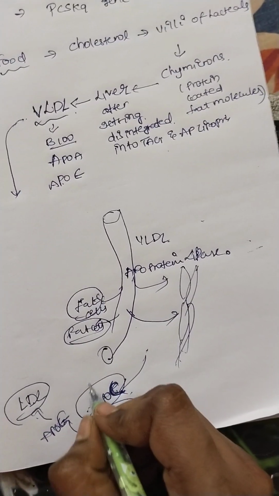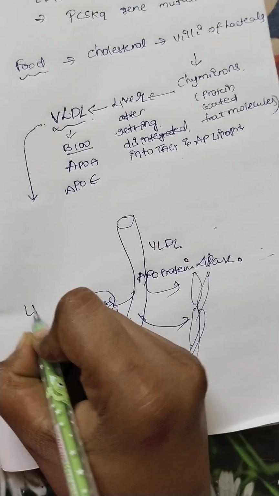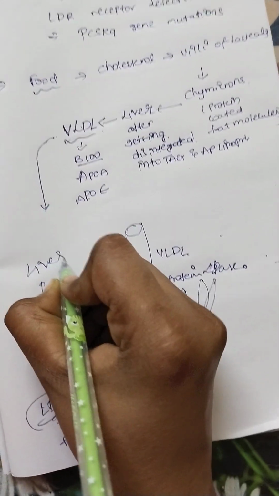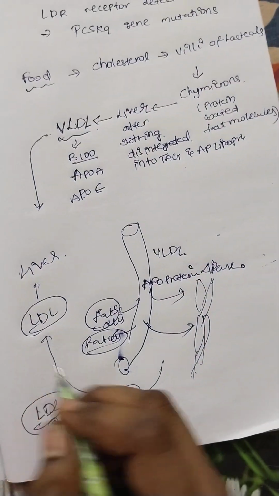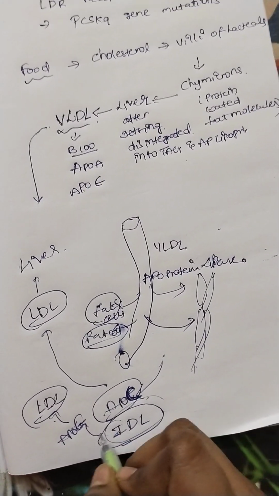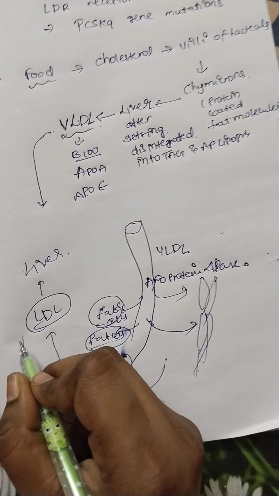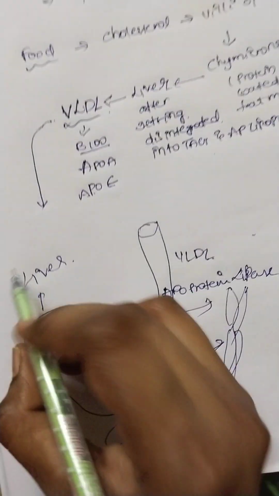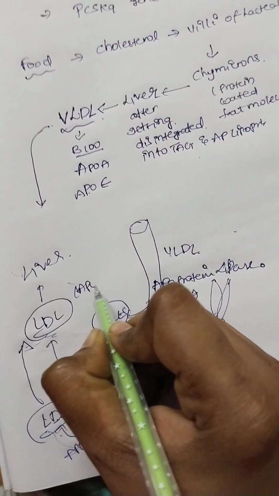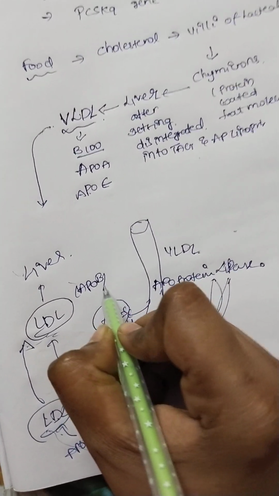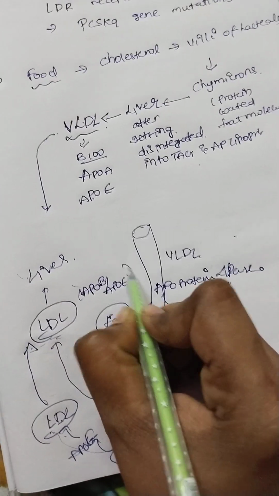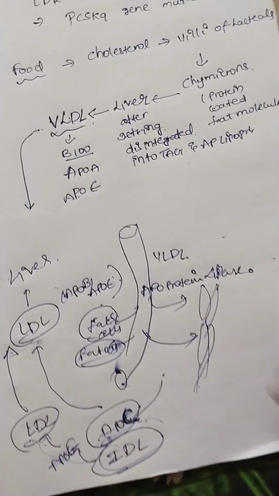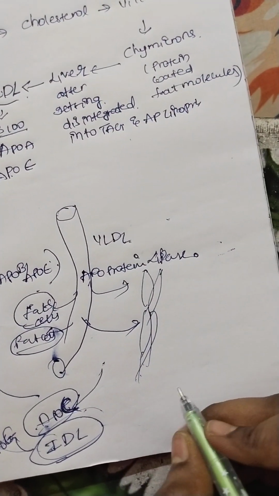LDL. This IDL can directly bind to the LDL receptor and enter into the liver. Otherwise this IDL will be converted into LDL and goes into the liver with the help of the LDL receptor. The LDL receptor has both ApoB and ApoE recognition centers. This is what is all happening.